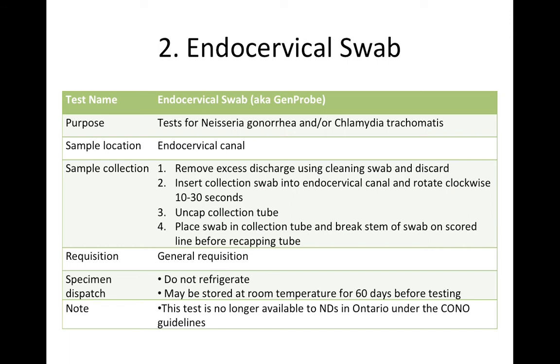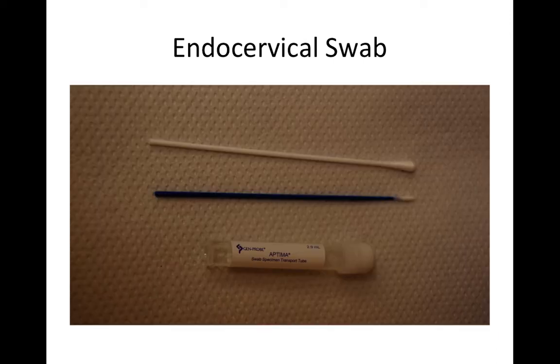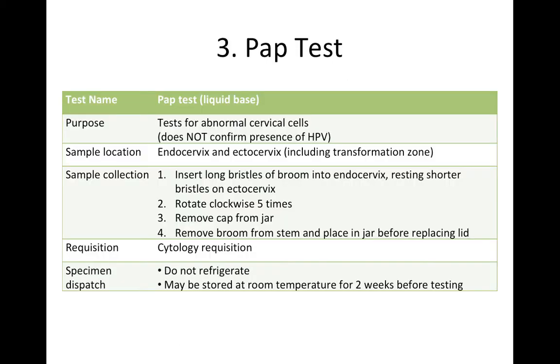So this swab we can no longer run in Ontario under CONO regulations, but it's a swab that tests for chlamydia and gonorrhea. It's an endocervical swab because that's where we know that chlamydia and gonorrhea live. So if you are practicing in an area where this is available to you, you take this swab into the endocervical canal, swab up some of the discharge, and then use this swab. I think you have to turn it a certain number of times, and that number is escaping me right now. I think it's 5.